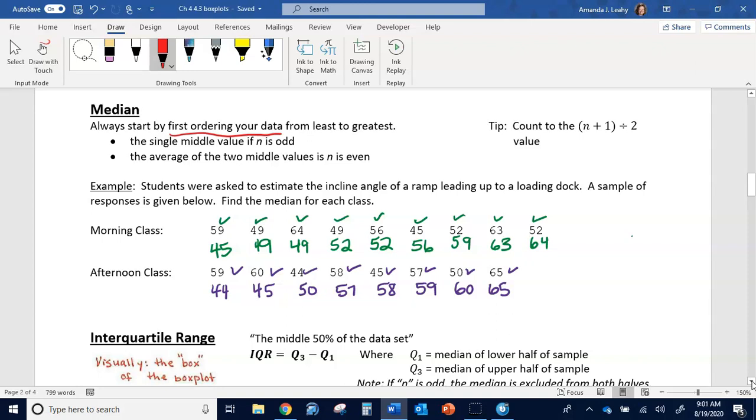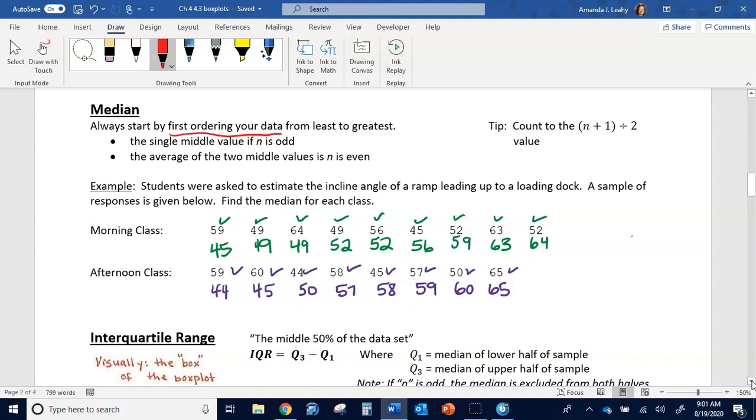For example, students were asked to estimate the incline angle of a ramp leading up to a loading dock. A sample of responses is given below. Find the median for each class. So I've already done this, but I went through and I reordered my numbers. I noticed that 59, 49, 64, those are not in order. And so I have reordered them from least to greatest, 45, 49, 49, etc.